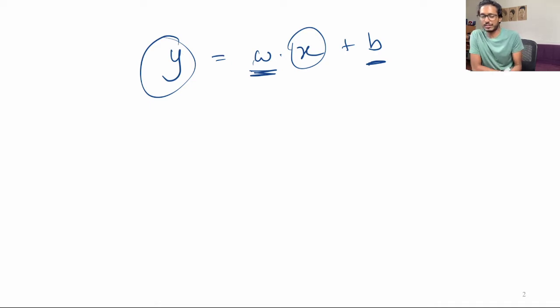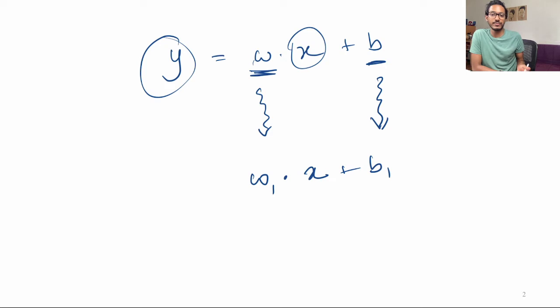Using this equation, or assuming that this is our model, we then approximate some values for w and we approximate some values for b. So having approximated these values, then we can use our x, which is known. So let's say w1 and b1 are the approximated weights and approximated bias. Then we can arrive at y hat, which is our predictions.